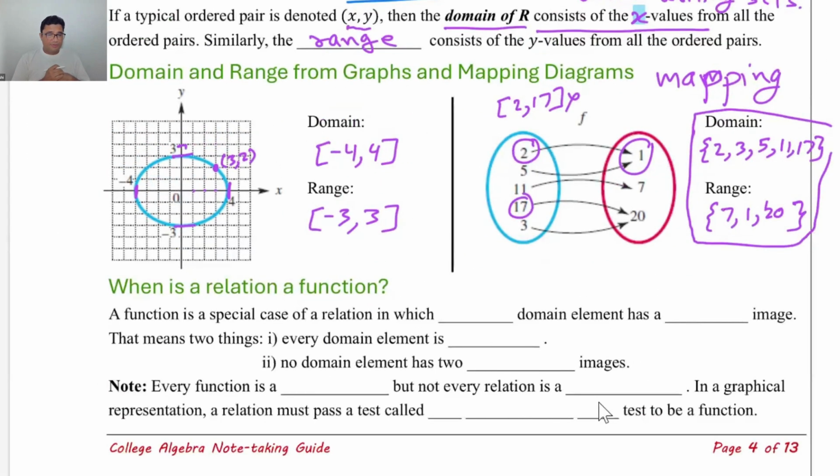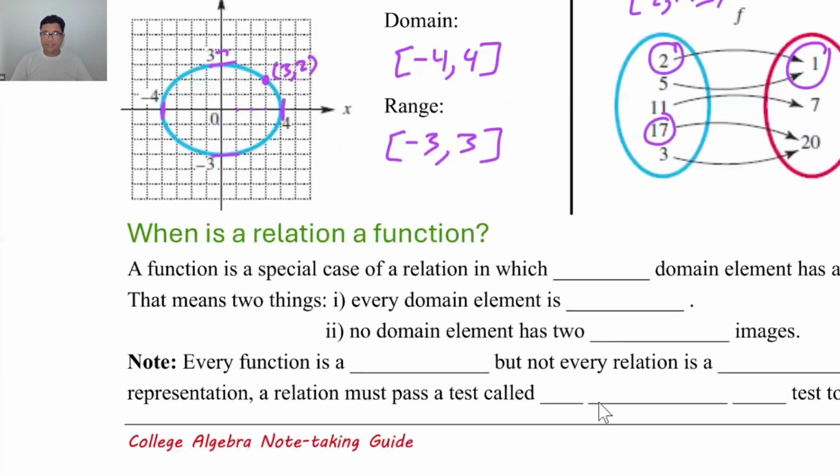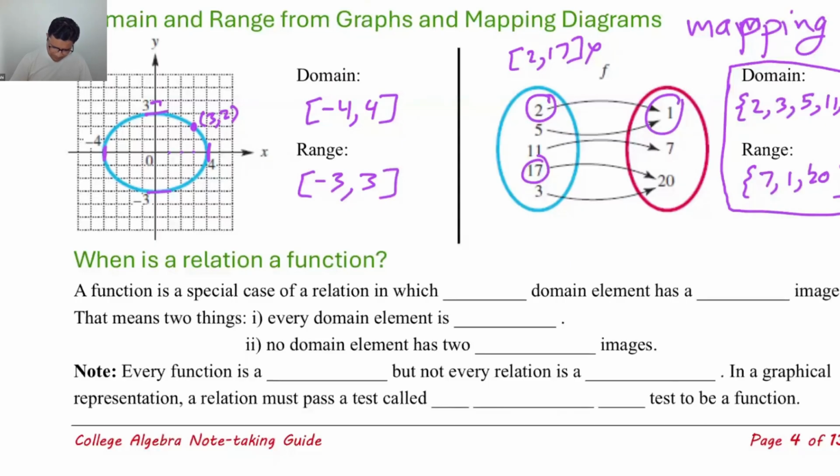The question then is, we have been using the word relation here, but we will be studying functions mostly, right? So the question is, when does a relation become a function? A function is a special case of relation in which every, and that word is important, every domain element has a unique image.